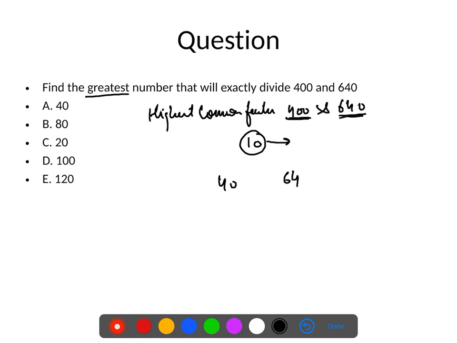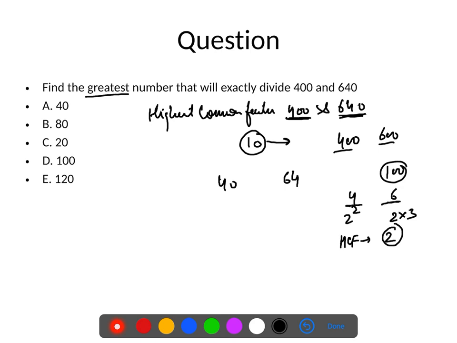Okay. So for example, if we had 400 and 600, so we would have taken 100 out. So 4 and 6 are remaining. So 4 is 2 square, 6 is 2 into 3. So if we want to find HCF of 4 and 6, so that will be 2. 2 is the only common one, and the lowest power is 2. Now 2 is common factor for 4 and 6, but we are talking about 400 and 600. So we took 100 out, 2 into 100.